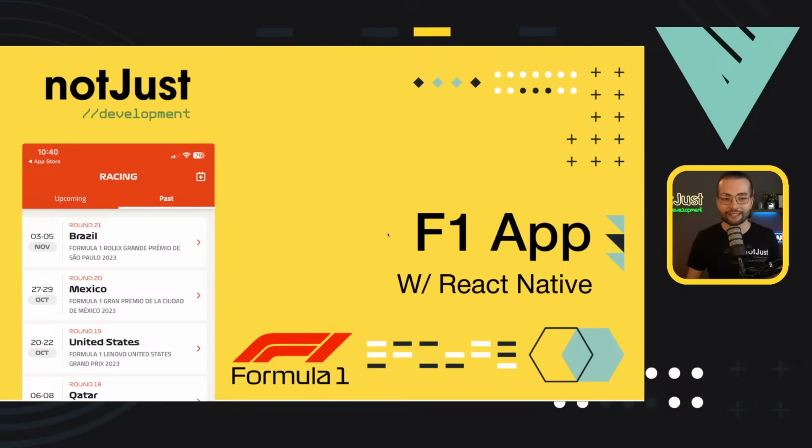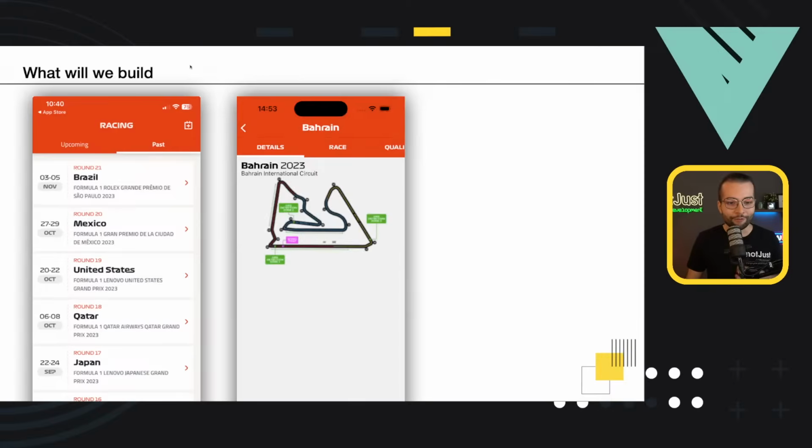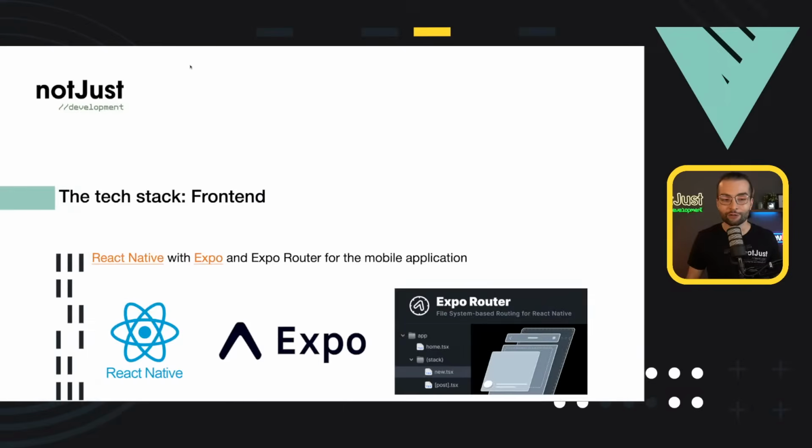So what exactly are we gonna build? We're gonna start by displaying a list of races from this season. Then we're gonna go into more details about a specific race. We're gonna display the details of the circuit, and after that the rankings for the race, qualifying, practice sessions, and so on.